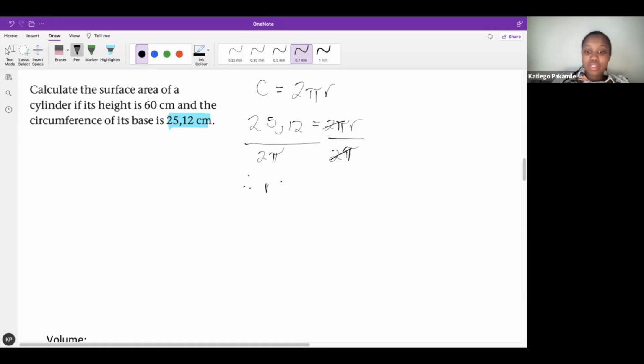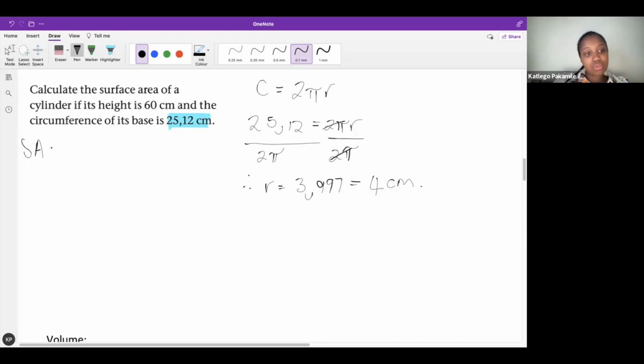Therefore, my radius is, I don't think it's 12. Okay. Because you remember you're dividing by 2 and by pi. 4. Okay. So Tammy has rounded off. I'm pretty sure it's 3,997. But for easy calculation sake, let's round off to 4 centimeters. So now that I have my radius, it says calculate surface area.